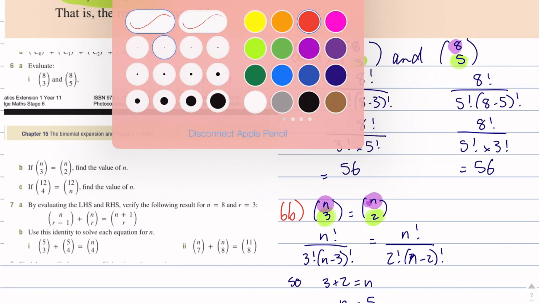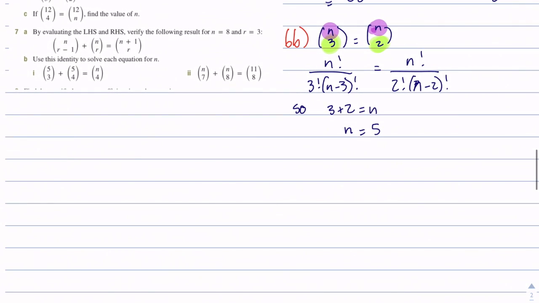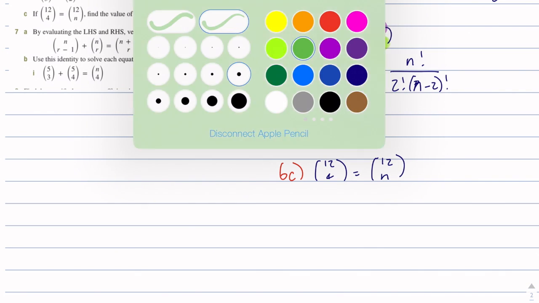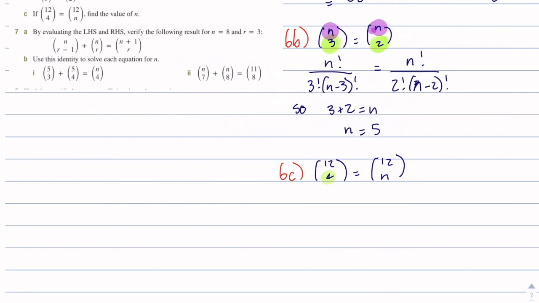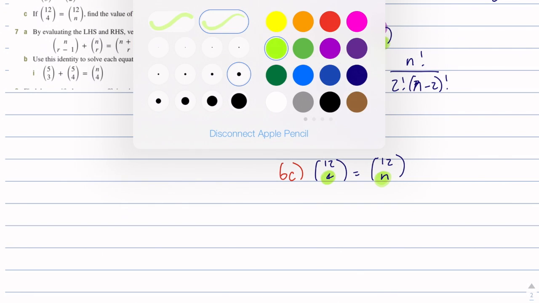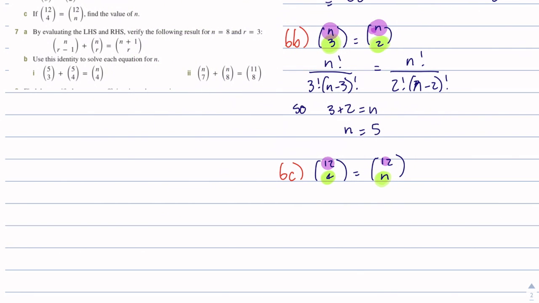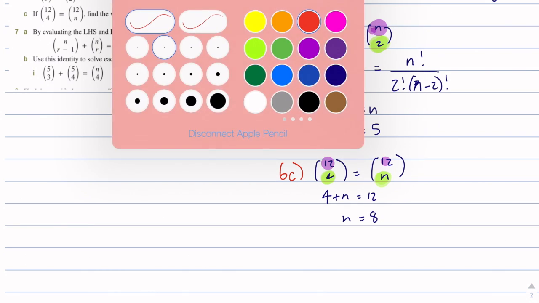For 6c, we've got 12C4 equals 12Cn, which means 4 plus n should equal 12. So n has to be 8. That was fairly simple.